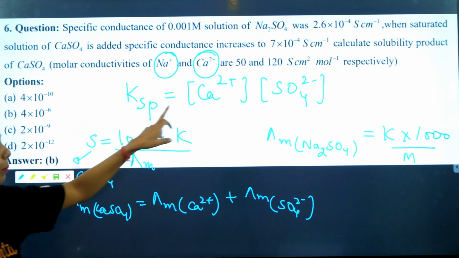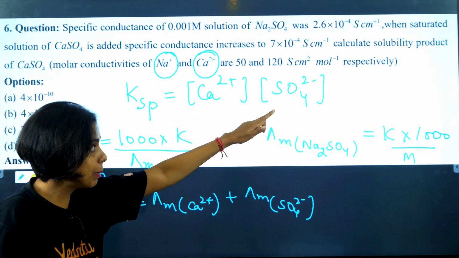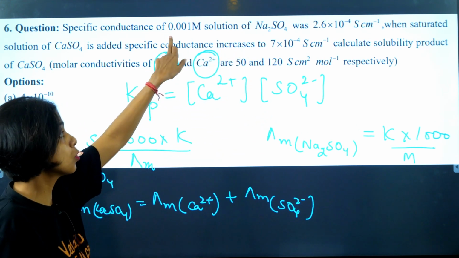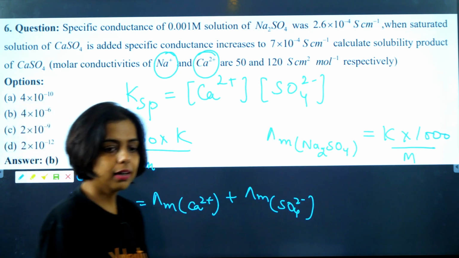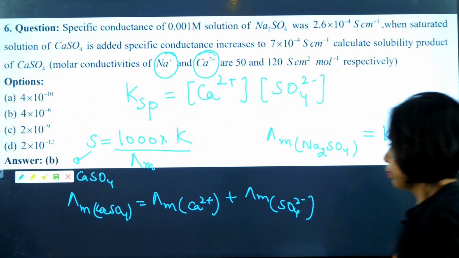And this solubility you can put here as S, and for sulfate, please keep in mind, you already have sulfate ion from Na2SO4. So you are supposed to add 0.001 to this concentration. Bit lengthy question, I will say, right? So bit lengthy, guys.